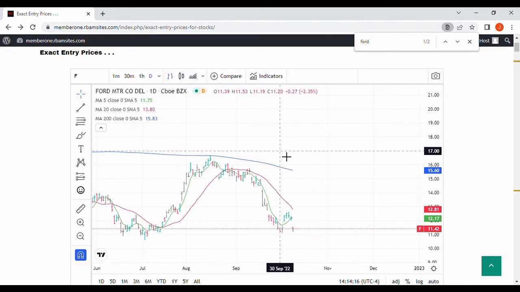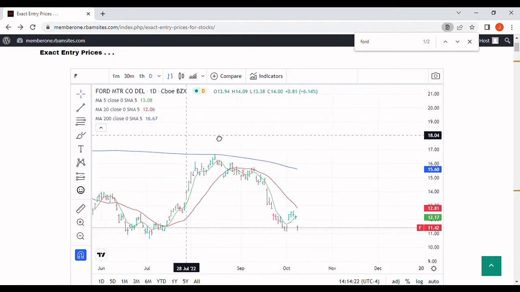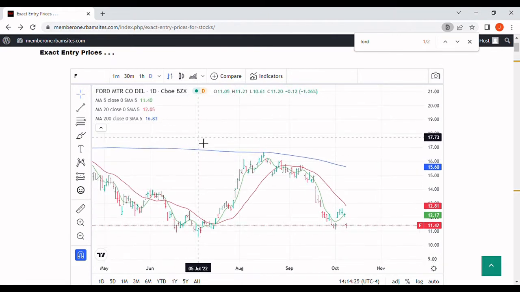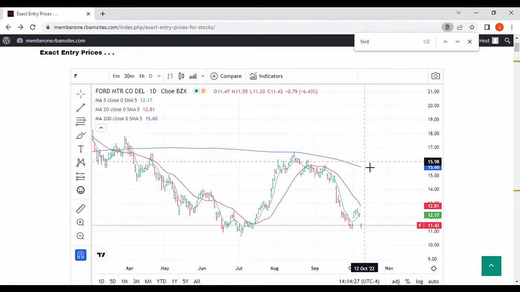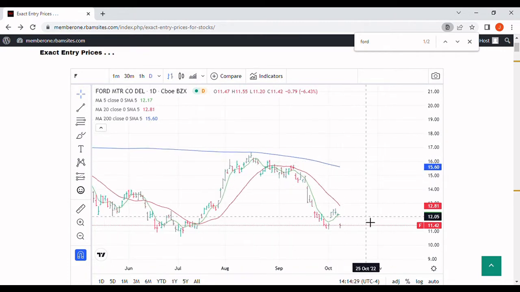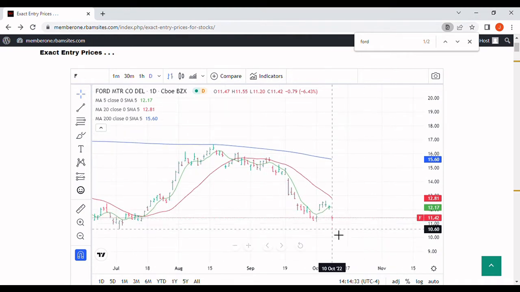Ford's got to hold this $11.13 this week, and if it doesn't, it's only 7 cents off of it. If it doesn't, it's going to come down here and test its bear market lows of $10.61. So we're below the 200-day moving average, we're below the 20-day moving average, we're below the 5-day moving average, and you can see Ford had a little bit of a rally up off the bottom.